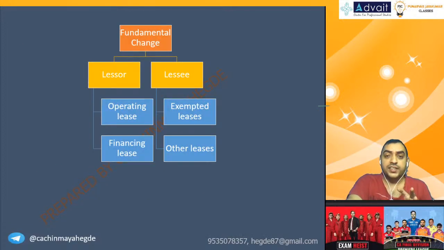Again, on Ind AS 116, my entire regular class, 8 sessions of 3 hours each, 24-25 hours I have covered. That portion I have uploaded on YouTube. Please watch it if you have time and want to understand in detail. Anyway, this is only a revision part now. So for the lessor, operating lease and financial lease continues, but for the lessee, no such classification. Exemption is provided, otherwise you have to apply the standard.